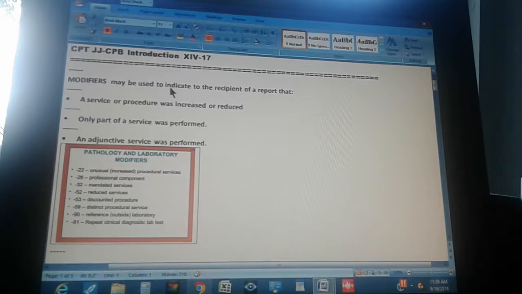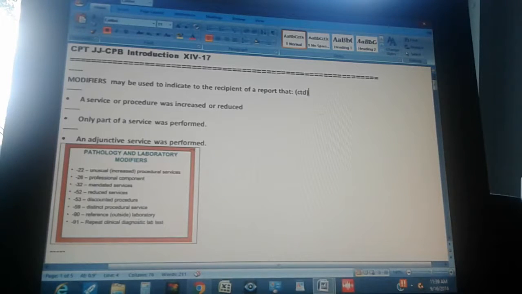Modifiers may be used to indicate to the recipient of a report that... continue there, because we're continuing these reasons why you use a modifier, right? The first reason is that a service or procedure was increased or reduced. In order to communicate that, you use a modifier. The second one is that only part of a service was performed, not the whole service, just part of it. So you use a modifier for that.